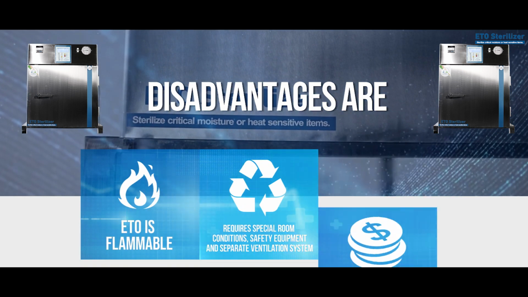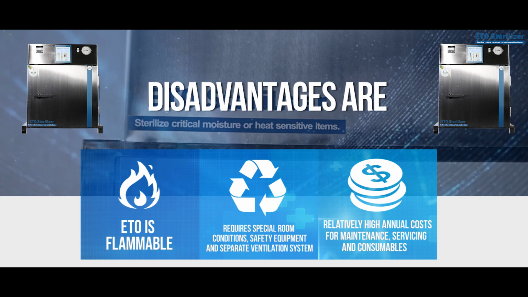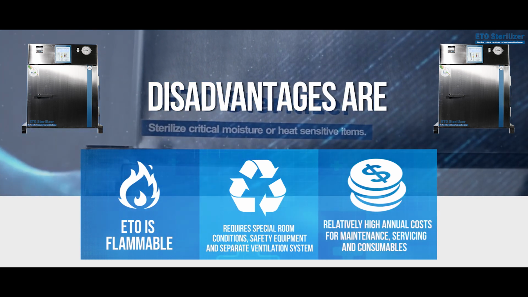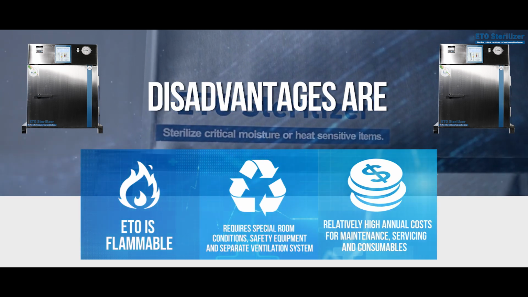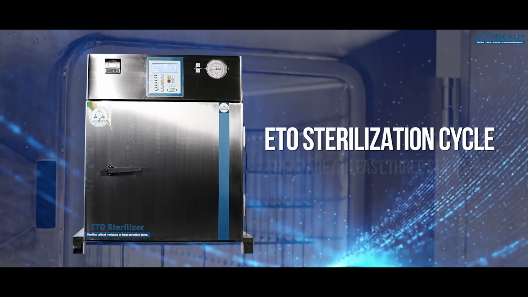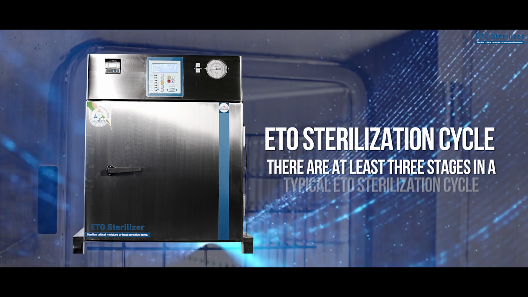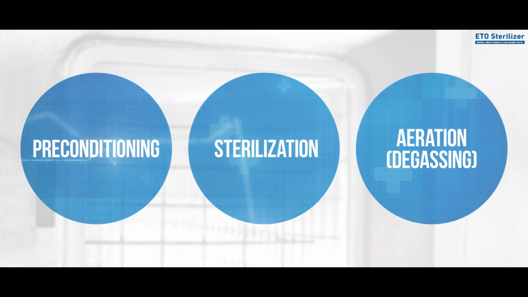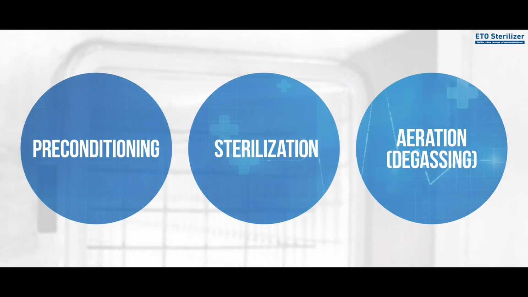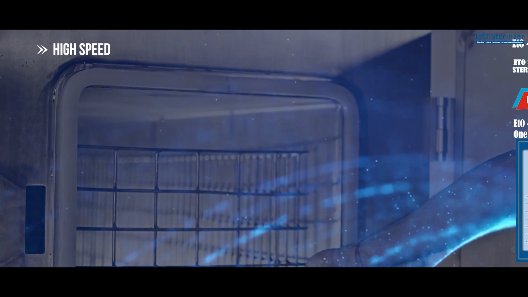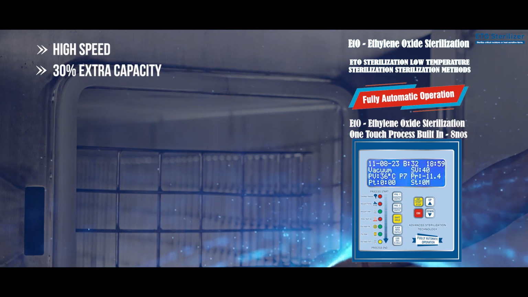ETO is flammable, requires special room conditions, safety equipment and separate ventilation system, relatively high annual costs for maintenance, servicing and consumables. ETO sterilization cycle. There are at least 3 stages in a typical ETO sterilization cycle: preconditioning, sterilization, aeration, degassing. Cycle time is usually more than 14 hours. High speed, 30% extra capacity.